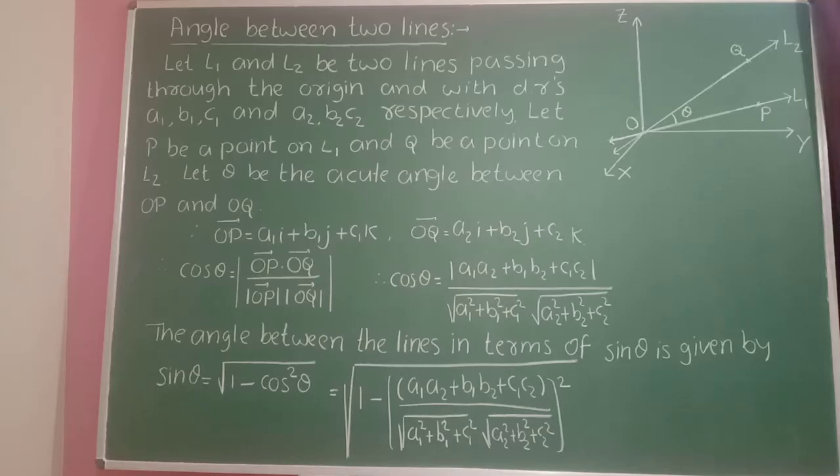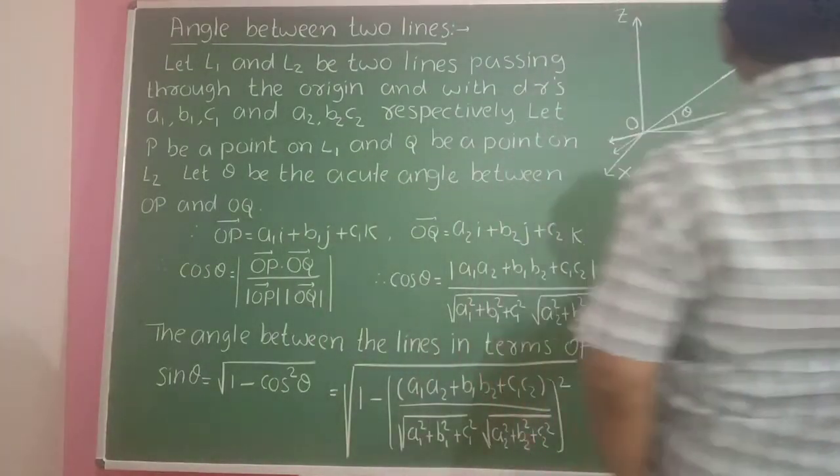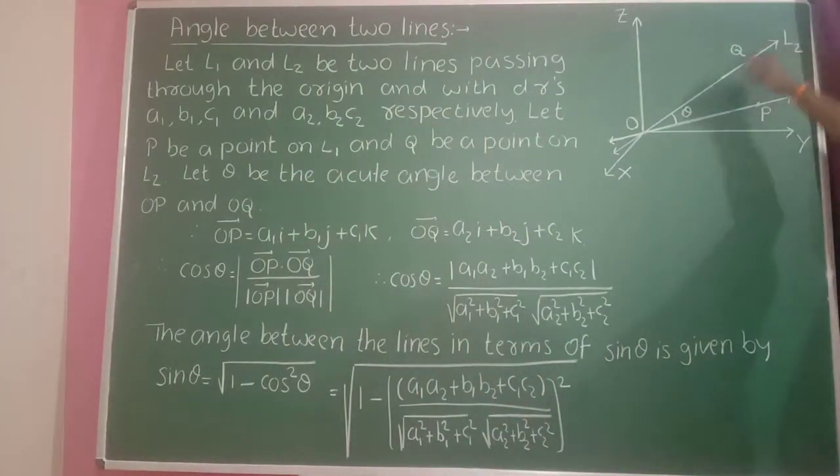So, angle between the two lines. Let L1 and L2 be two lines passing through the origin, with direction ratios a1, b1, c1 and a2, b2, c2 respectively.